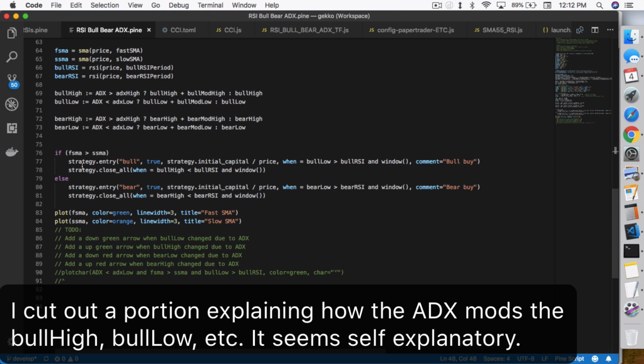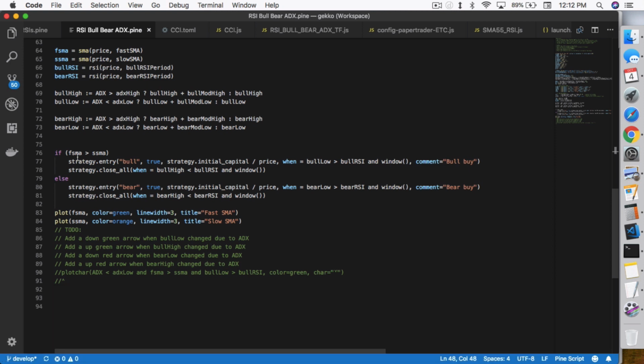So the first thing it checks is if the fast SMA is greater than the slow SMA, which means we're in a bull trend. It will enter a position, a bull position as I call it, and the long position is true. And then the next thing is how much cryptocurrency you're going to buy. It's going to use the entire initial capital divided by the price so that you can buy the maximum amount. That's exactly what Gekko does.